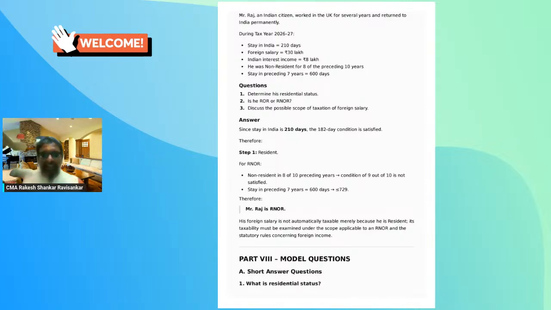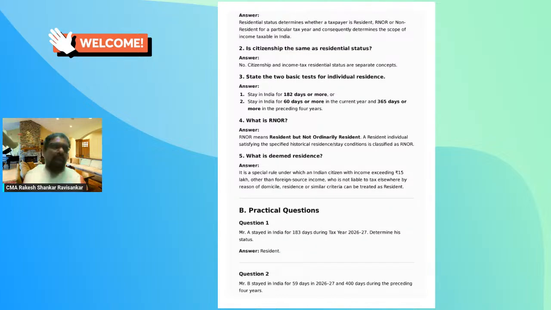That is less than the 729 days which is prescribed. So Mr. Raj becomes a resident and not ordinarily resident. Since he is an RNOR, his foreign salary is not automatically taxable, because it is taxable in the foreign country and he is an NOR here. Maybe if he had been an ROR, then even that foreign income would become taxable. Since he is a resident and not ordinarily resident, his foreign income is not taxable.